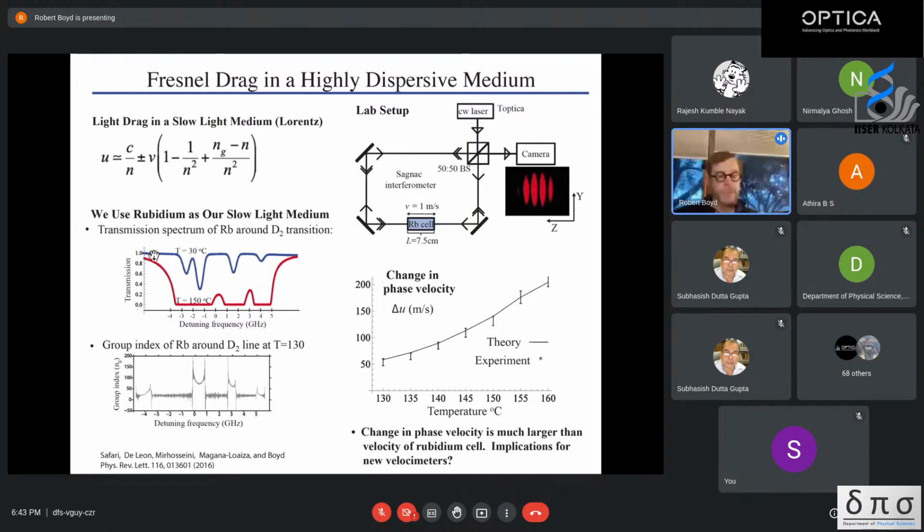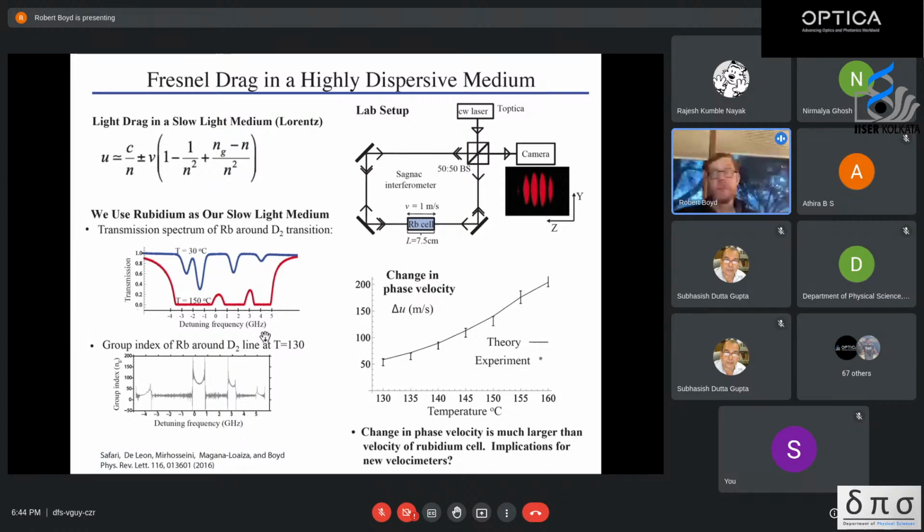Just to remind you here, at moderate temperature, it shows some very fine absorption lines. The scale here is in gigahertz, so these are very, very narrow features. We raise the temperature up to 150 Celsius, and we get complete attenuation, except for these two small windows here. And the rapid variation of transmission with frequency here leads to a very large value of the group index. And here we've measured the group index as a function of frequency. And you see that we can obtain group indices as large as about 200.